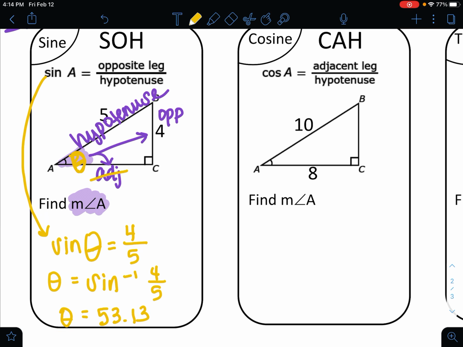And this is, oops, almost did that. This is in degrees because this is an angle. Theta is always an angle. So make sure you always use degrees.